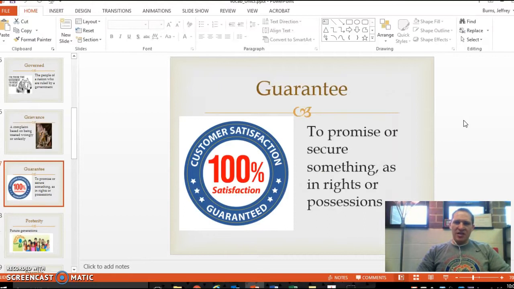Okay, a guarantee. When you think of guarantee, you think of something that is going to happen. It's guaranteed. Right? Satisfaction guaranteed or your money back, just like on this logo here. 100% satisfaction. Okay, and our rights are guaranteed to us through the Bill of Rights.